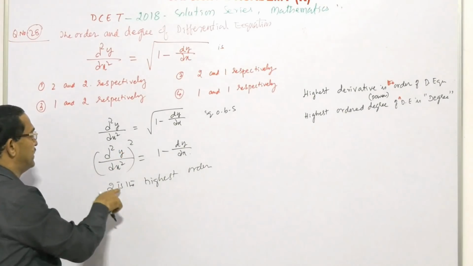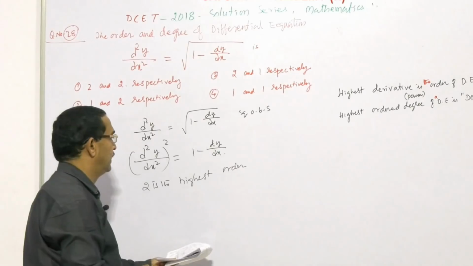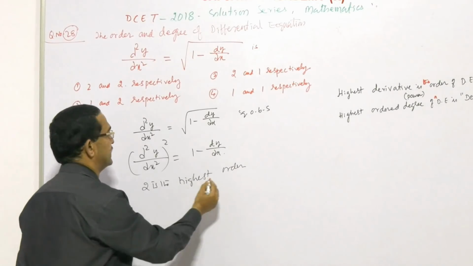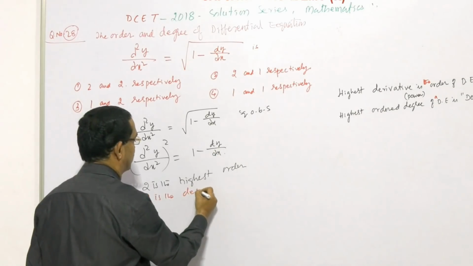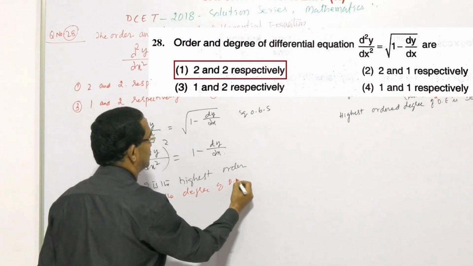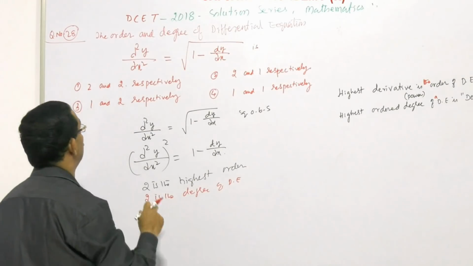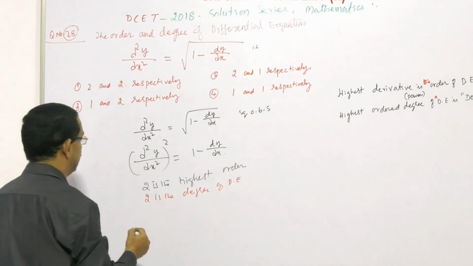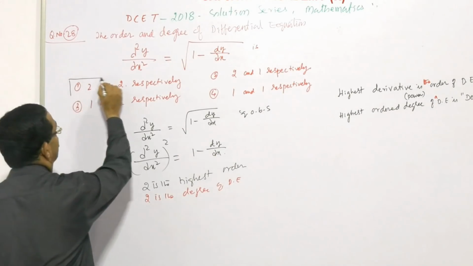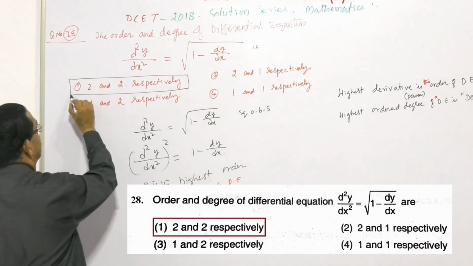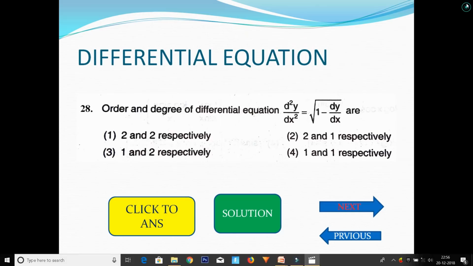Now, the power of the highest order derivative is 2. Therefore, 2 is the highest order and 2 is the degree of the differential equation. So the answer is second order, second degree respectively. Which is the right answer according to the question? The first one is the right answer: second order, second degree respectively. Okay, that completes.